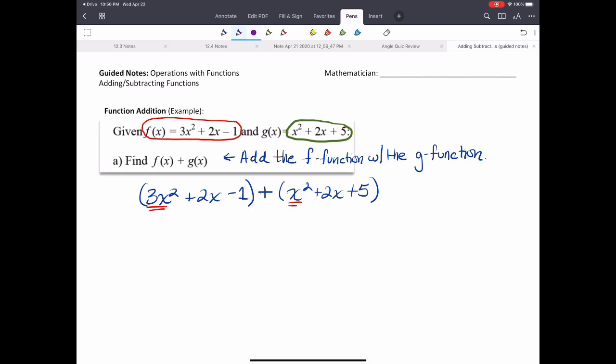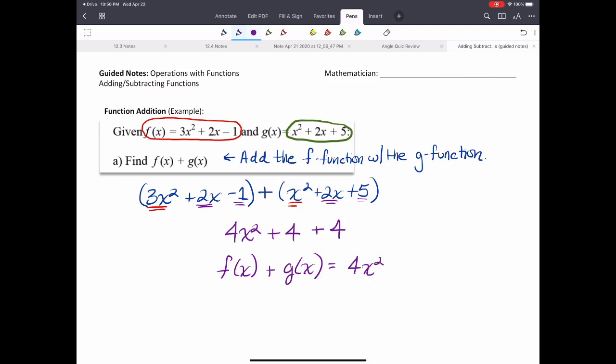Now what you're going to do is basically combine like terms, and that's it. You just put like terms together as much as possible. So the x squared terms make 4x squared. The x terms are going to make 4x. And the constants, negative 1 and 5, are going to make 4. So a bunch of 4s there. And there you have it. On the notation, I don't think you're going to have to write f of x plus g of x equals on IXL. But the simplified answer is 4x squared plus 4x plus 4.